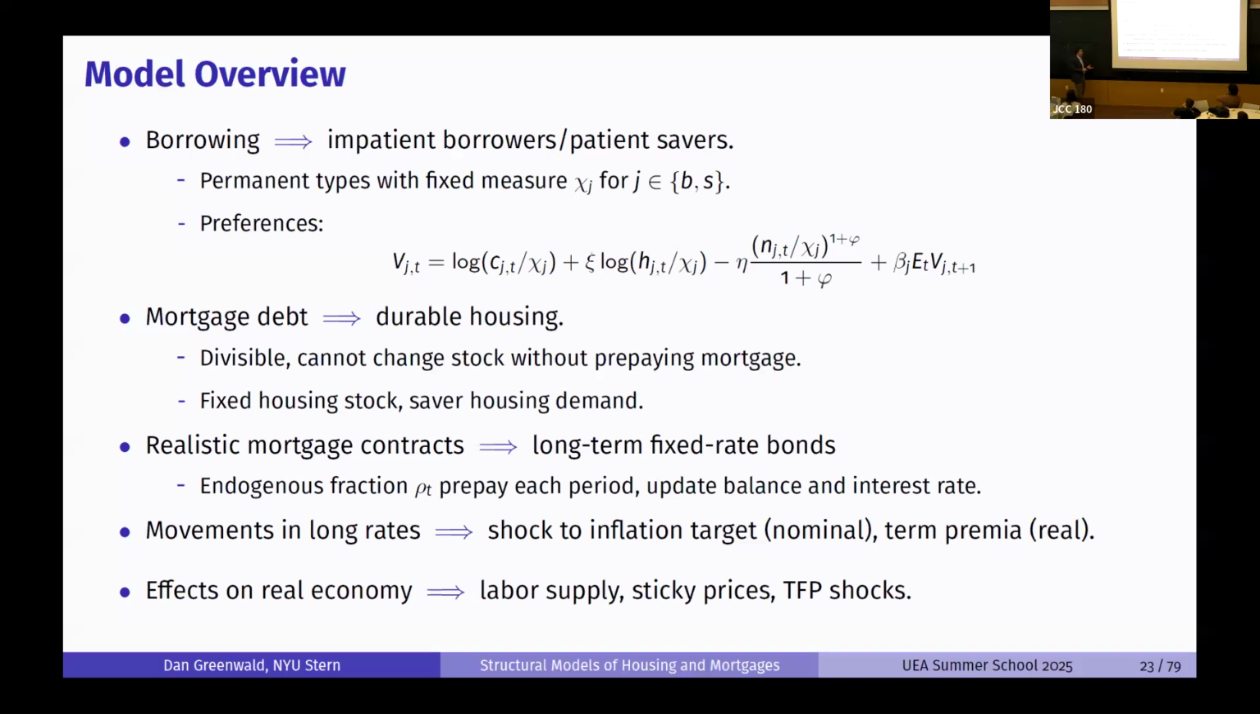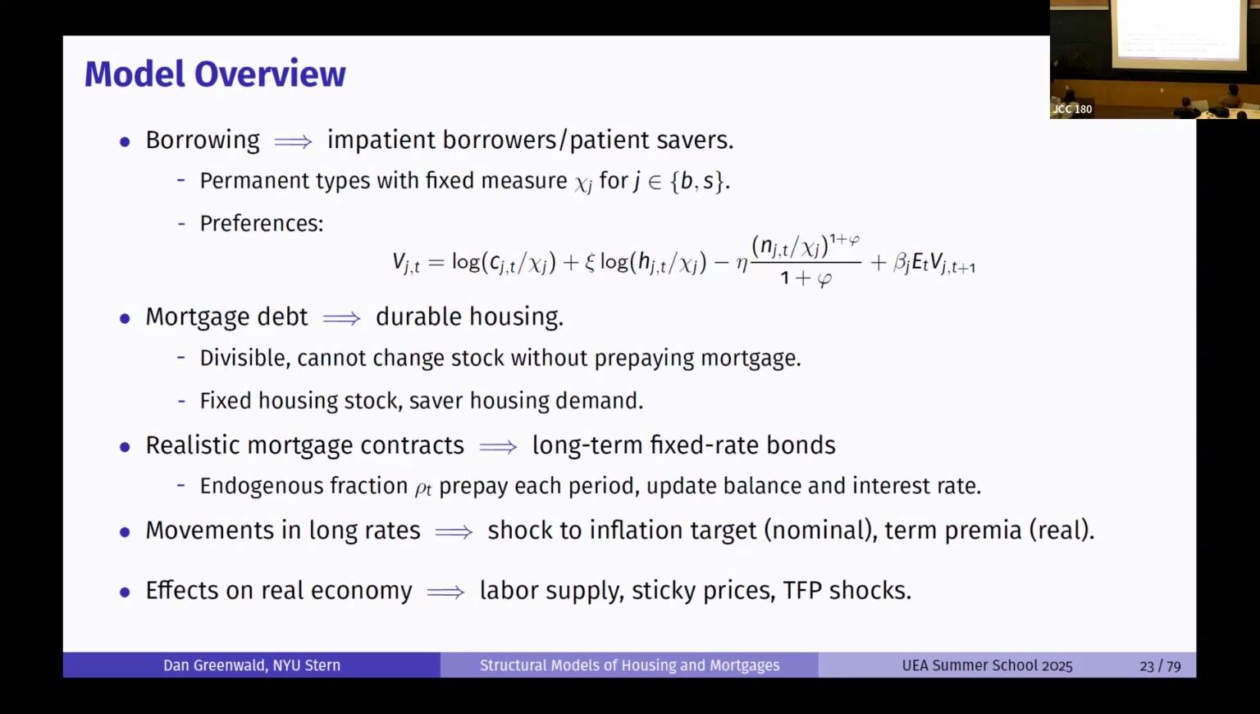Preferences are going to be very standard log preferences. By the way, if you see this kind of structure, log plus something times log of housing, that's actually equivalent to log preferences over a Cobb-Douglas aggregate of non-durable consumption and housing services, which implies constant expenditure shares, basically. So it's a very standard functional form.